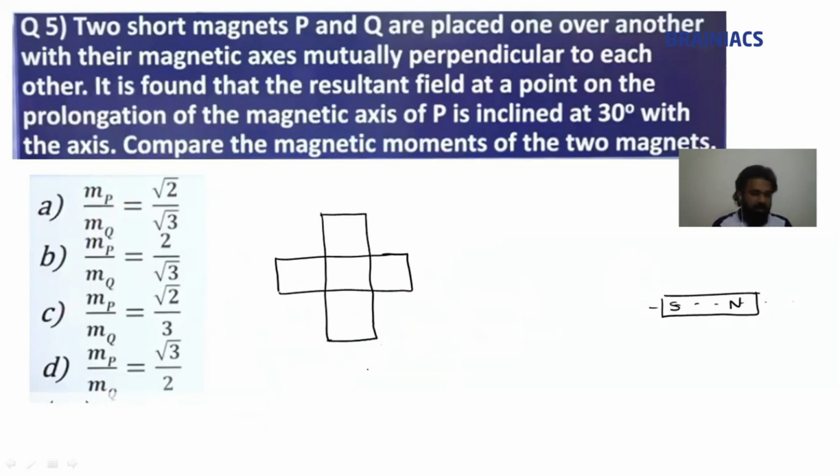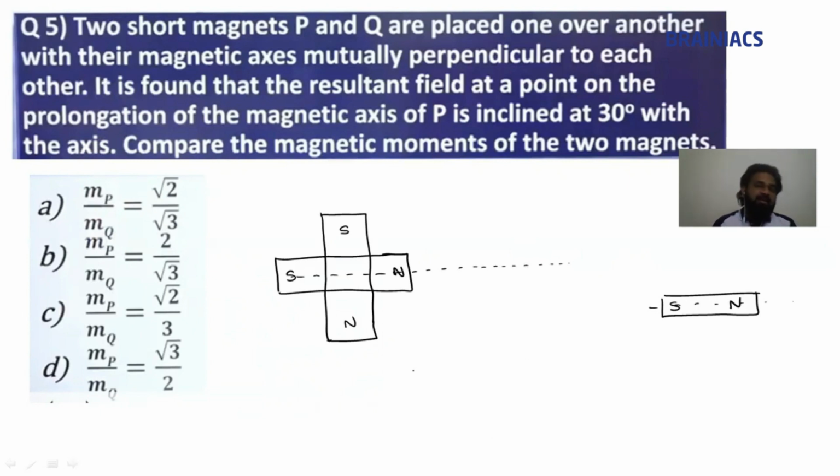Okay, so this is one magnet, this is another magnet. Okay, so this is south and this is north. Two short magnets P and Q are placed over one another with their magnetic moments mutually perpendicular to each other. So if I keep south here, north here, this will be the magnetic moment of P. Okay, so they are mutually perpendicular to each other.